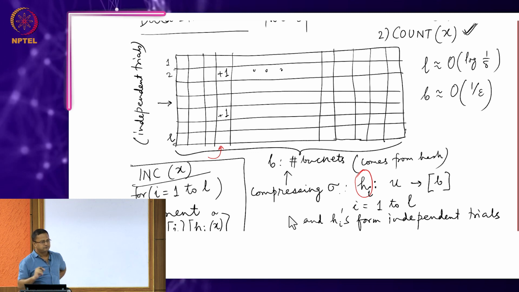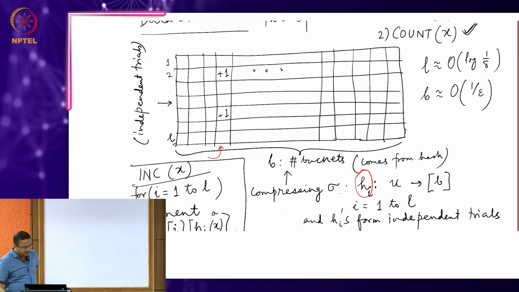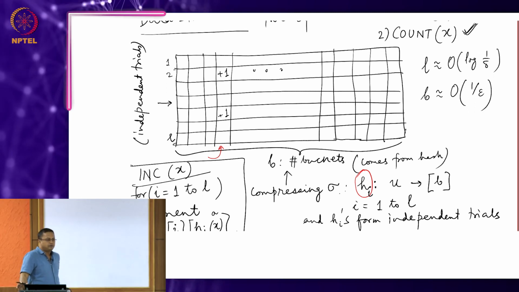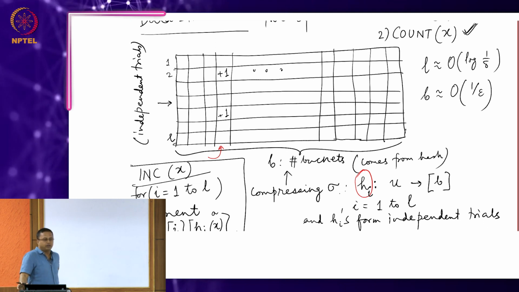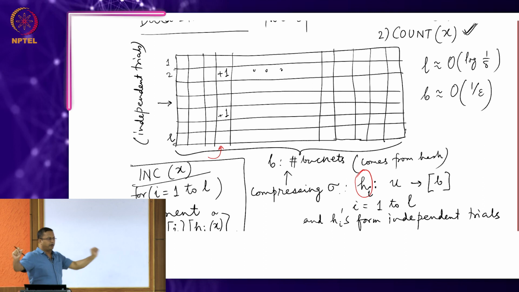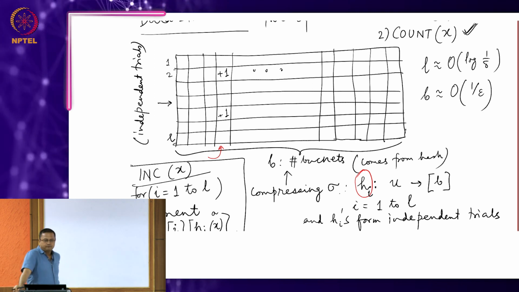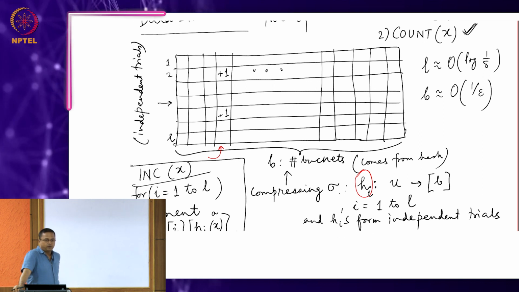Right. So, this is what count min sketch is. Any queries before I move into count sketch, where I will try to do the same thing using only a one dimensional array? Any queries?